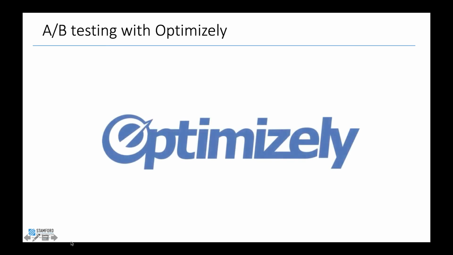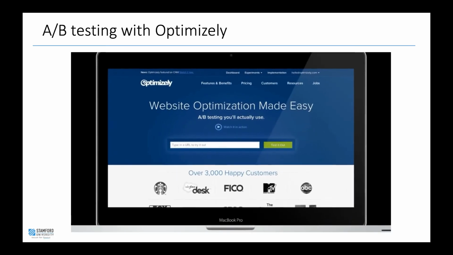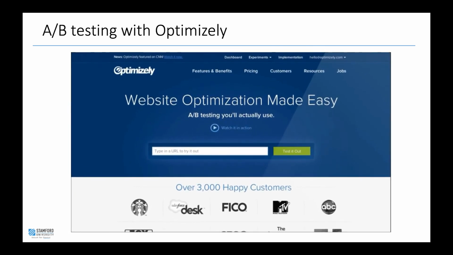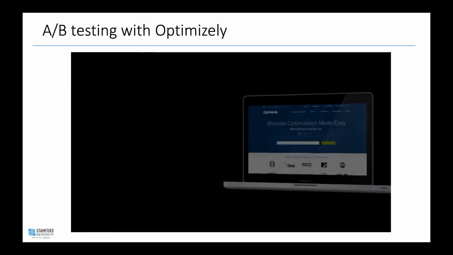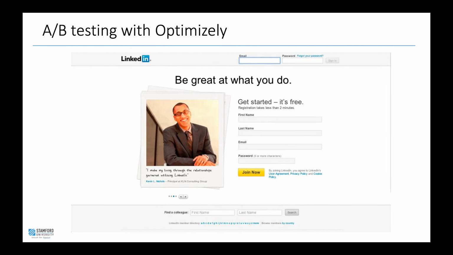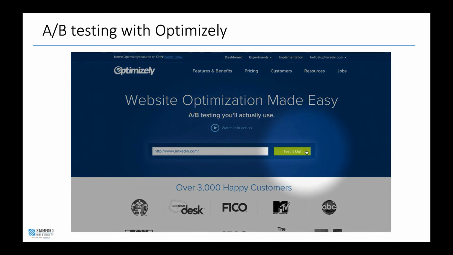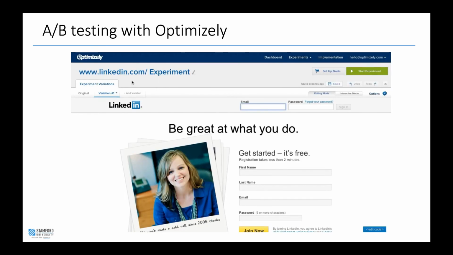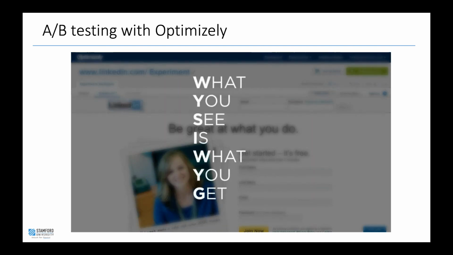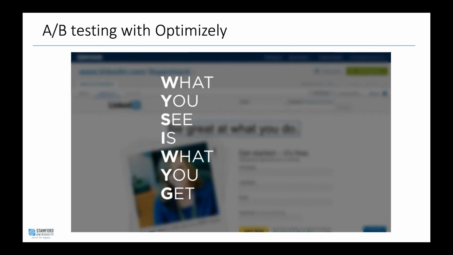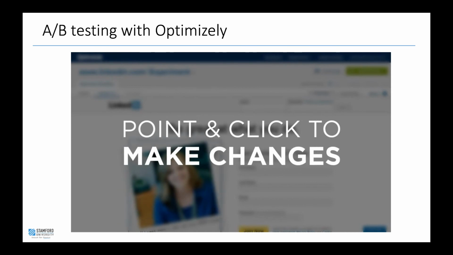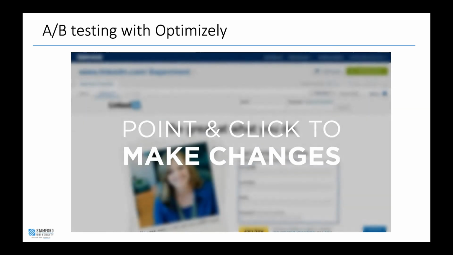Optimizely is a dramatically easier way to improve your website using A/B testing. I'm going to show you how to quickly begin optimizing your site using Optimizely by building and running an experiment. For this experiment, we'll be using the popular professional networking site, LinkedIn. Let's enter the URL of the page we'd like to optimize and click Test It Out to load it in the Optimizely editor. After loading the page, Optimizely's WYSIWYG visual editor lets you easily begin making changes to any part of the page by pointing and clicking on highlighted elements.